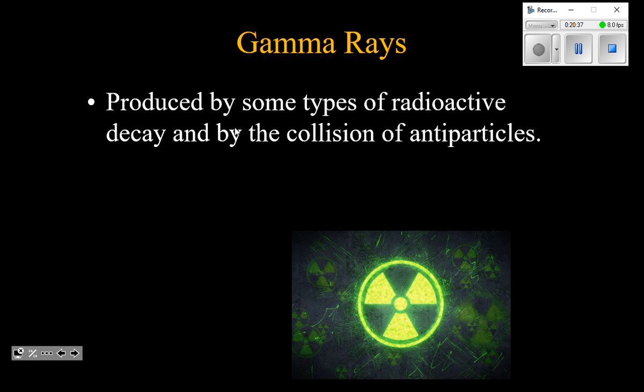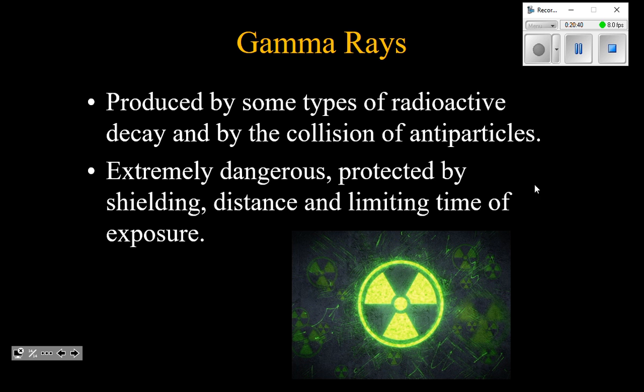So gamma is produced in some types of radioactive decay and by the collision of antiparticles. Extremely dangerous, protected by shielding, distance, and limiting time of exposure. The other aspect, or how are they used? They're used in some nuclear medicines for detection and for treatment of certain cancers. They're also used around here quite a bit in terms of highway development and in the drilling in oil and gas. So we have more trucks with radioactive material in them around northern Alberta than everywhere else in the world put together. So there's a lot of those sources. Each truck has a trained technician who knows just how to handle them and keep themselves and everybody safe.